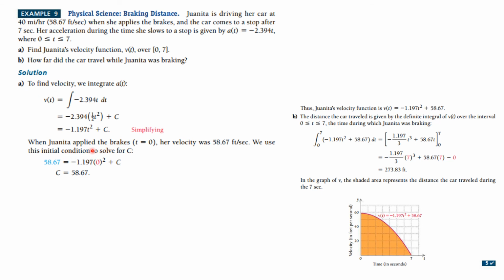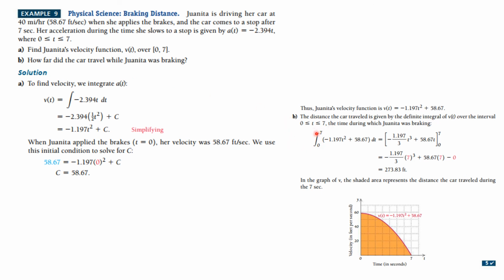Now, when Juanita applied the brakes at time t equals 0, her velocity was this in feet per second. So we're going to substitute this into this equation and solve for c. We use the initial condition: we put her velocity, 58.67, in for v of t, and we substitute 0 in for t, and we find c is actually equal to 58.67. Thus, her velocity function is this, and we now have figured out what c had to be because of the initial condition. Now, perhaps even the more interesting question is, how far did the car travel while she was braking?